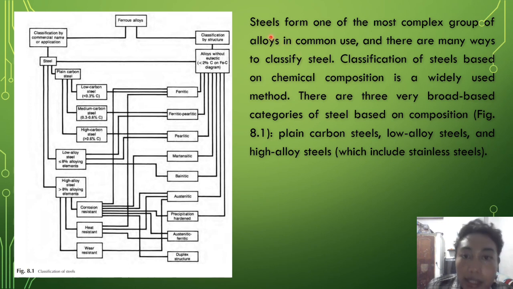Next, steel forms one of the most complex groups of the alloys in common use. There are many ways to classify steel. Classification of steel is based on chemical composition, physical use, and metal. There are three variables based on category in steel composition, shown in 8.1: carbon steel, alloy steel, and high alloy steel, which includes the stainless steel. This is picture 8.1.